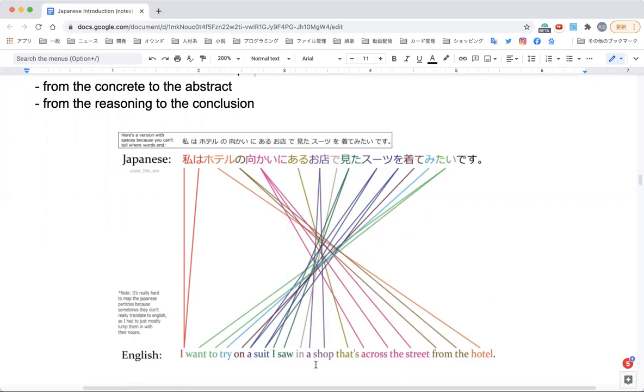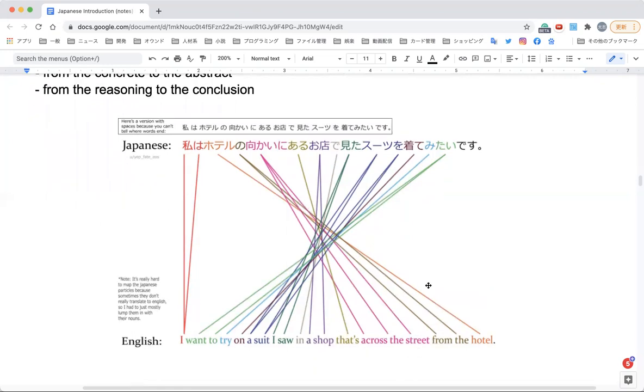street from the hotel." Okay, so what's qualifying is, if you see "across the street," this part is adding some information to "a shop." So this is qualifying "a shop." And "in a shop" is qualifying because this is adding the information of the location to this action of seeing. So that's qualifying.